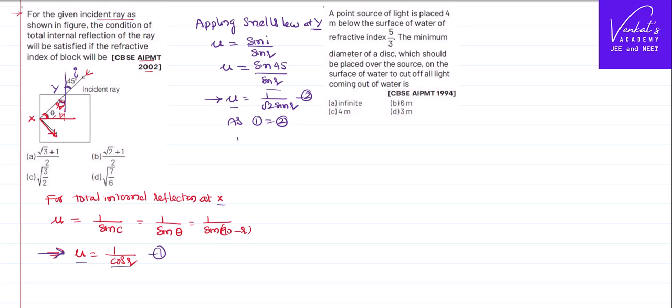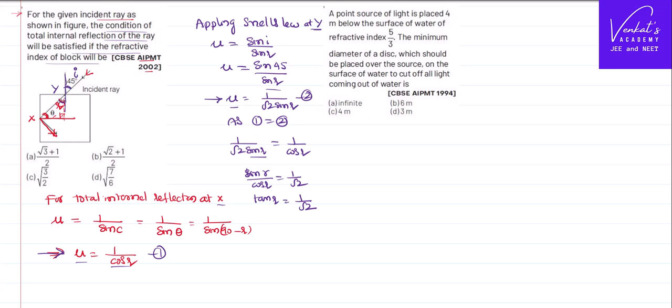I can write 1 by root 2 sin r equal to 1 by cos r. That implies sin r by cos r, by taking the sin r to the other side, is 1 by root 2. That implies sin by cos is tan. Tan r is 1 by root 2. The problem says the condition for total reflection will be satisfied if the refractive index of the block is, what is that mu you want to calculate, right?